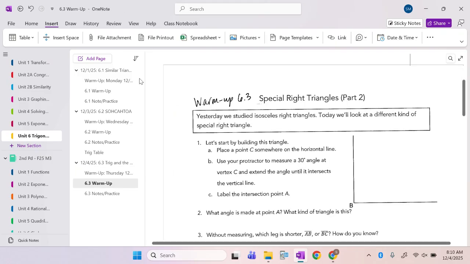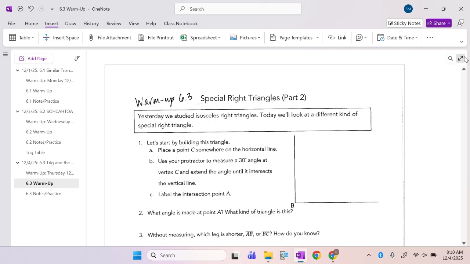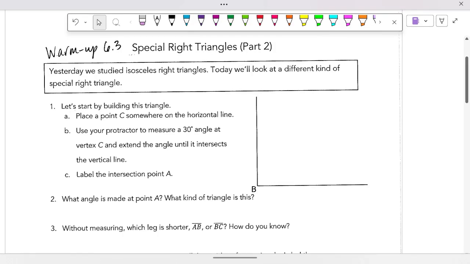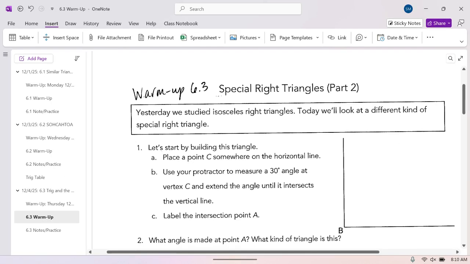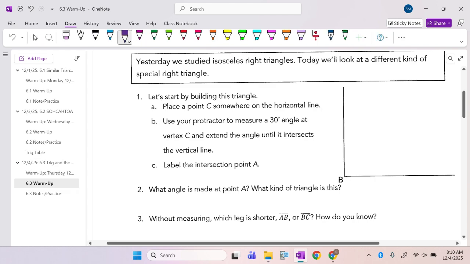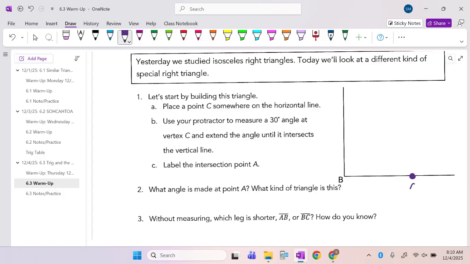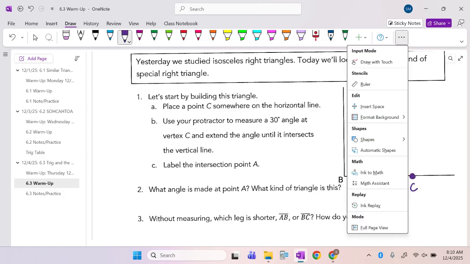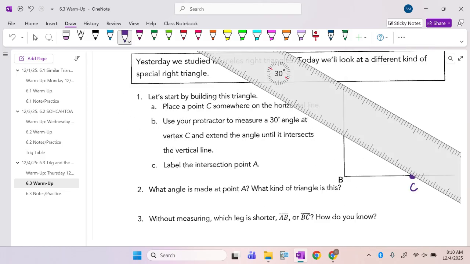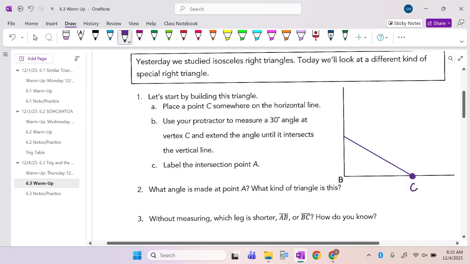All right, so that's what we're doing. First off, let me set up my triangle very quickly. I'm just going to draw a random point C, about right here. Then I'm going to do 30 degrees, so right here. All right, so there's my triangle.